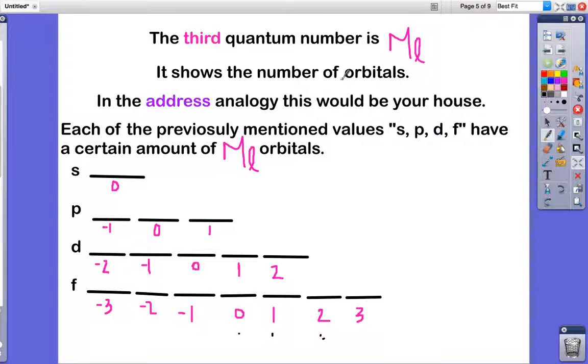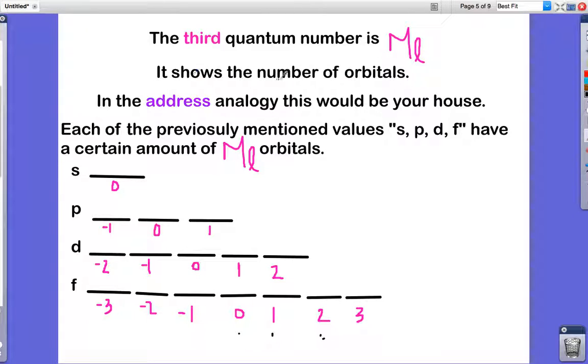The third quantum number is ml. It shows the number of orbitals. In the address analogy, this would be your house, so it's as specific as it gets. Each of the previously mentioned values, S, P, D, F, has a certain number of ml orbitals. So S has 1, P has 3, D has 5, and F has 7.